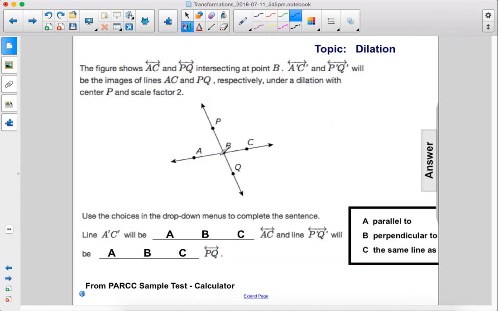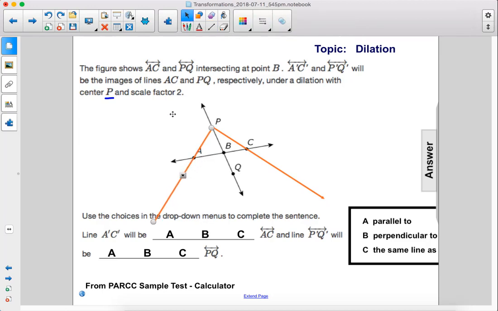The figure shows line AC and line PQ intersecting at point B. Line A'C' and line P'Q' will be the images of lines AC and PQ respectively under a dilation with center P and a scale factor 2. So let's draw A'C'. We're going to draw rays from P, which is the center of dilation, through the points A and C, like that. I'll extend this a bit. The scale factor is 2, which means, well, let's just draw our line.